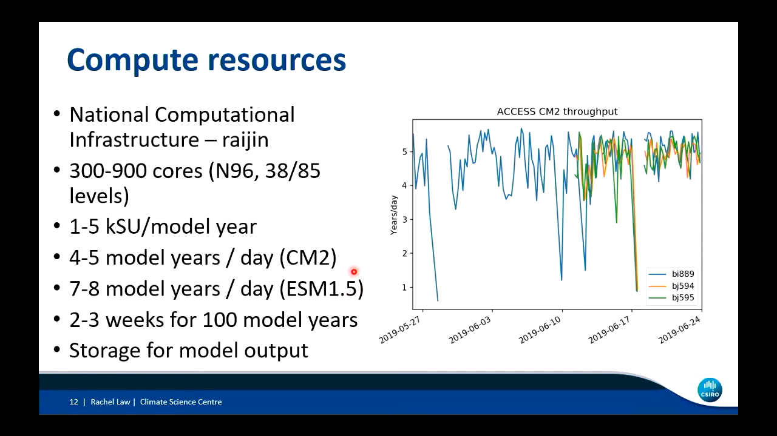The ESM 1.5 is a bit faster to run because it has this lower vertical resolution in the atmosphere. So 7 to 8 model years per day. That does mean that you're looking at about 2 to 3 weeks for 100 model years. And of course it produces a lot of model output, and you've got to work out where you're going to store that.